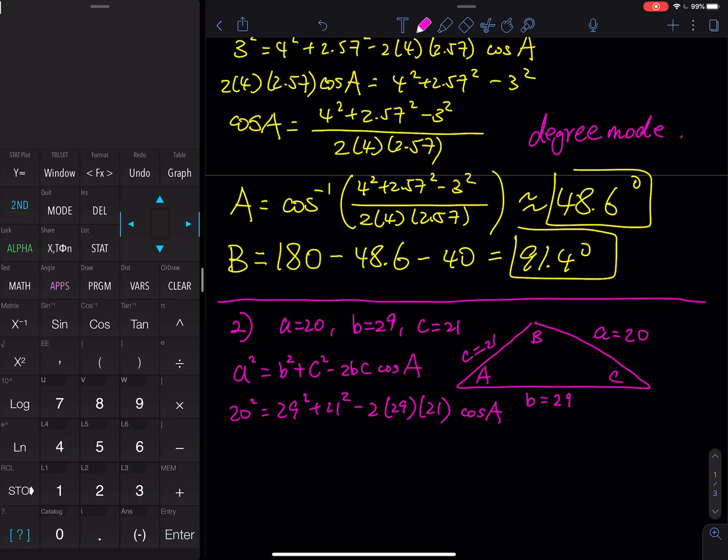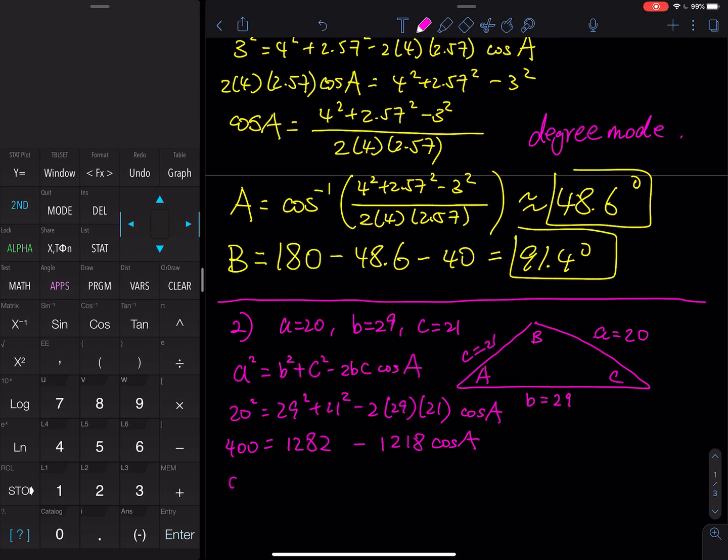Let's do the square first. So this is 400. And then the sum of those two squares is 1282. I'm not going to show you this. You can handle it, I'm sure you can. So 1218 and then cosine of A. So you subtract the 1282 and then divide by the 1218, right? So this one, let's put the cosine A on the left.